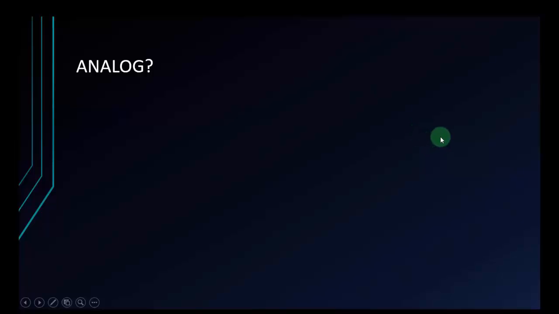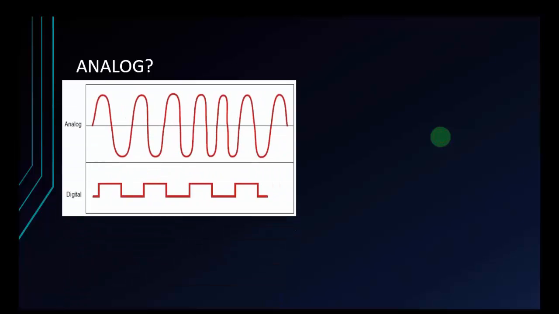The analog signal is a continuous signal. The analog signal graph is a sine, cosine, or any up and down curve like this. This graph is the physical representation of the analog signal, and this is a representation of the digital signal.